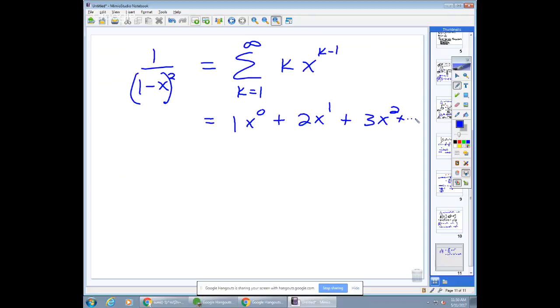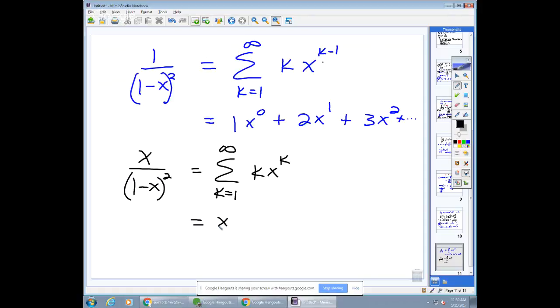The next thing I need to do is multiply this by x. Why? You'll see. So I'm going to make another series by taking x times this. And so then I'm going to get the sum as k goes from 1 to infinity of k times x to the k. Right? Multiplying by x gives me x to the k. What does that look like? Well, it looks like this: x plus 2x squared plus 3x cubed.